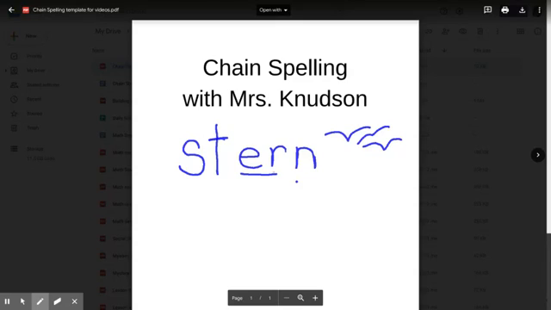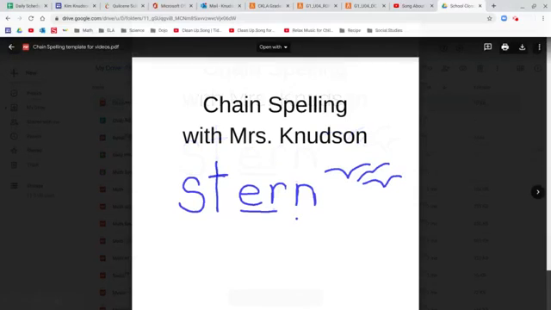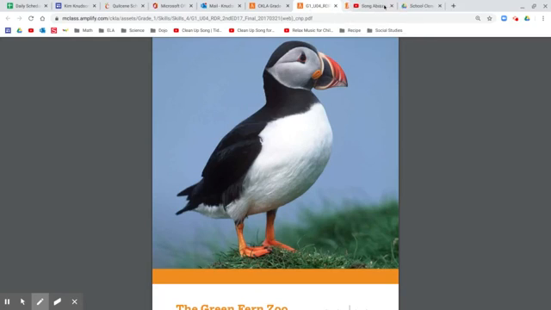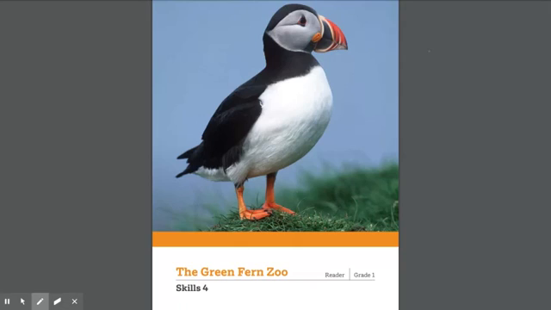And you can pause here, or you can continue with me to our glossary lesson. So for your glossary lesson, you can either look on with me on the screen, or you can get your new Green Fern Zoo book and follow along with me. On our new Green Fern Zoo book, there are going to be some words that we don't know.